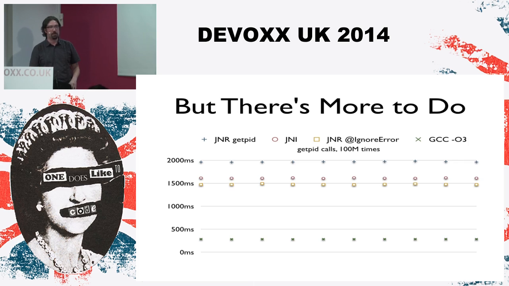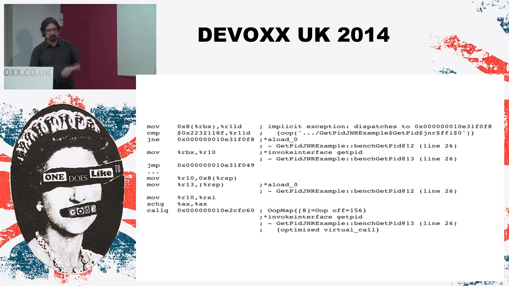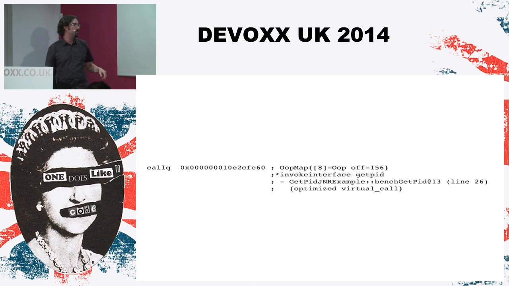And this is kind of where we're talking about some of the future stuff. If we look at what this actually does under the covers, hopefully everybody's had fun dumping assembly from the JVM. I know I do it every day. This is the assembly that leads up to the actual call to the getPID function. And the interesting bit is here. We've got our getPID, our bench getPID, and our getPID JNR example there. It's doing an invoke interface on the generated stub for getPID, and then that goes off into the JVM, and the JVM figures out how to route it down to some native function.